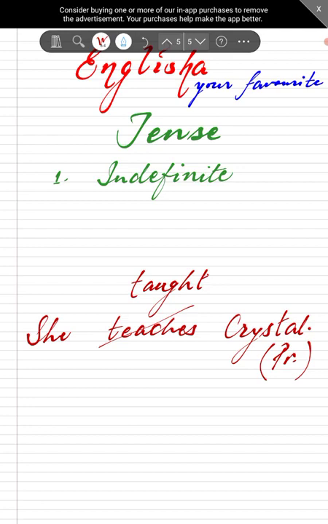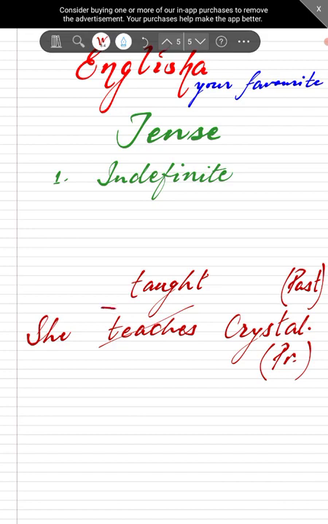Now we have to change this sentence into future. Okay, first of all, write it here. It is in past. Now we have to change it in future. For future, we need to use shall or will. So she is the singular subject and it is the third person, and we know very well that the third person takes will, not shall.